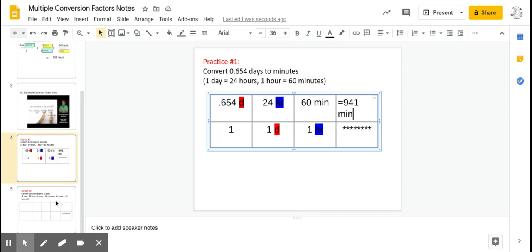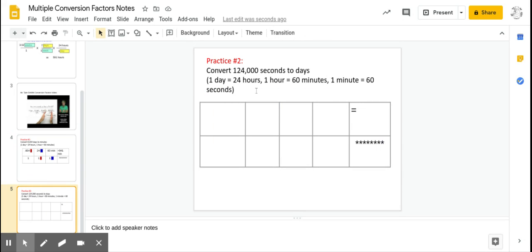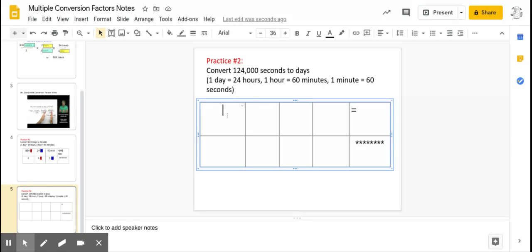Let's try another example. All right, here I've been given the measurement 124,000 seconds. And look at here, I've got 1, 2, 3 spaces, and I've got 1, 2, 3 conversion factors. I'm going to start with the measurement given, put that on the far left, 124,000. I'm going to put S for seconds. 1 below it. Now I can use any 3 of these in any order as long as I get the unwanted labels to cancel.